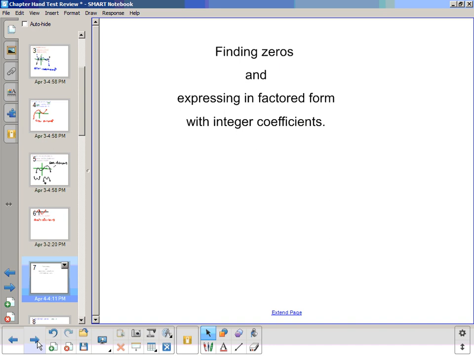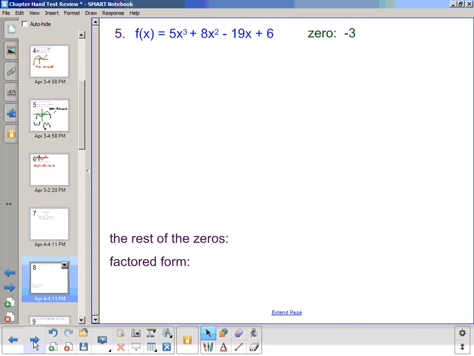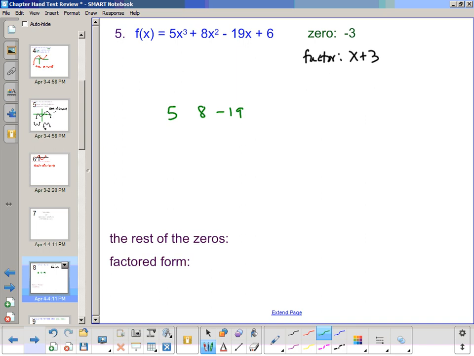Okay, our next section is finding zeros and then expressing the polynomial function in factored form, and I specifically am asking for integer coefficients. So if we've got -3 as a 0, that means that one factor is going to be x plus 3. So let's take the polynomial function and let's divide by x plus 3. And since this x plus 3 is a factor, we should have a remainder of 0.